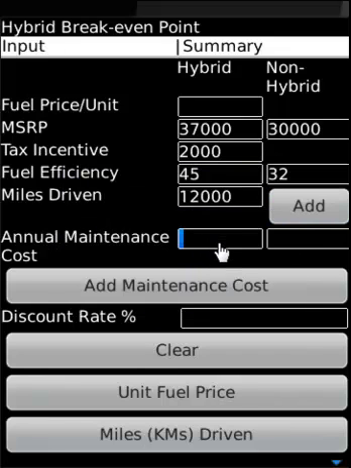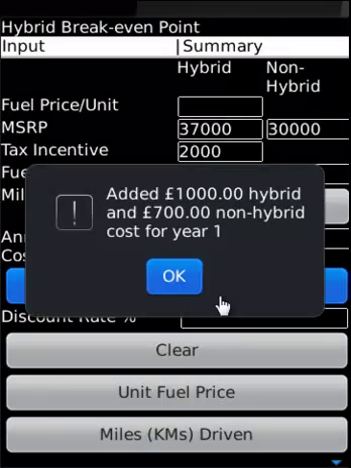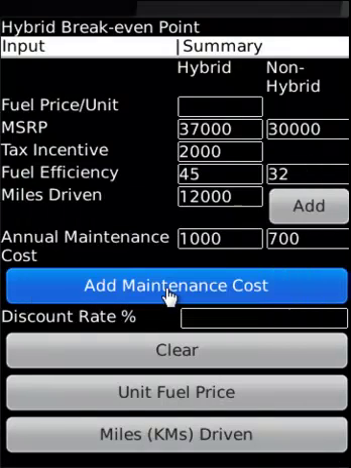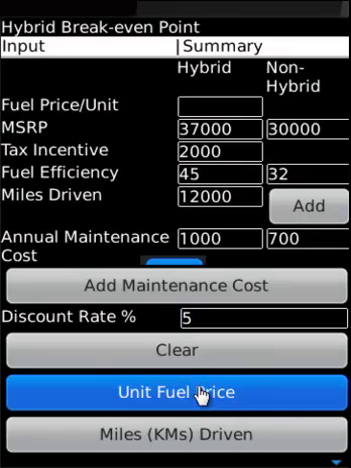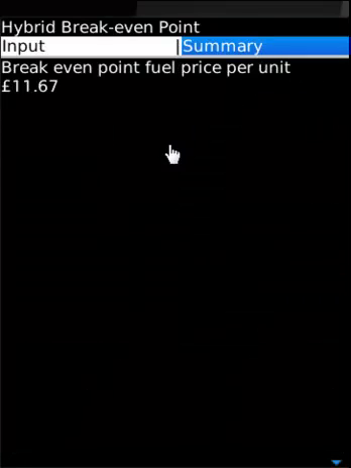So now we're going to add maintenance fee. So 500, this is 700, 1, 2, 3, 4 and 5. So discount rate is say 5%. Now we want to calculate the fuel price. And this is what it is.